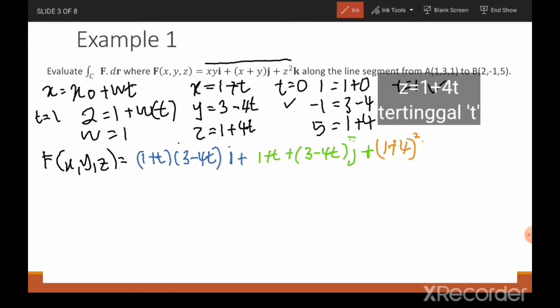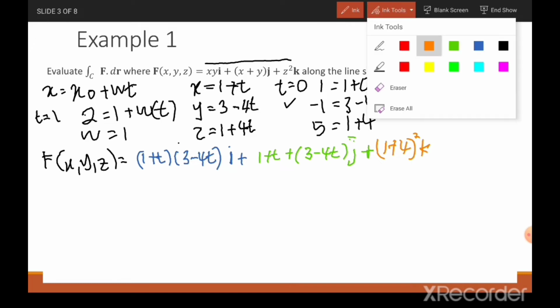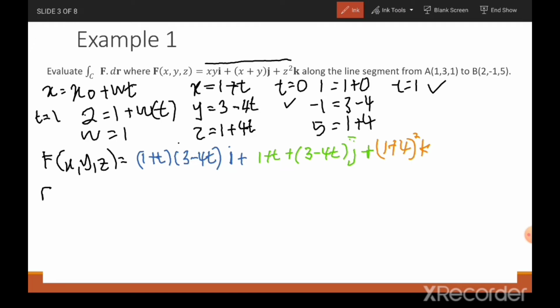Okay, power of 2. Oh, sorry, the t is missing. Okay, then how to find the dr? So dr we need to base on the r. R is xi plus yj plus zk. So what is x? X is 1 plus t.